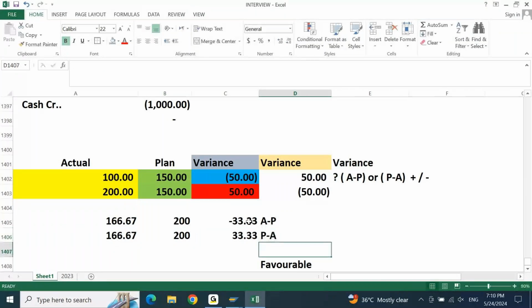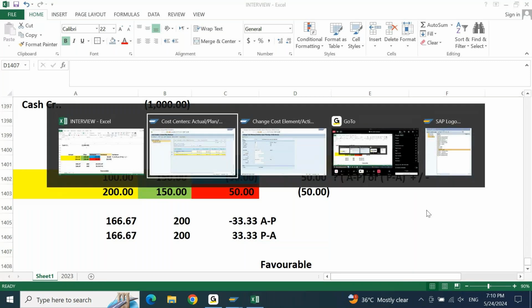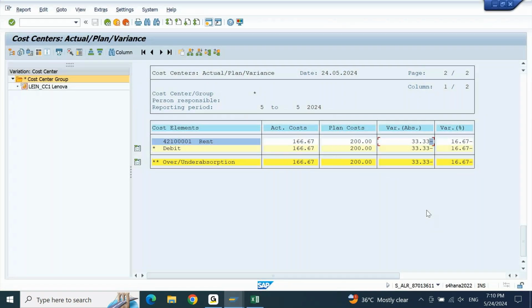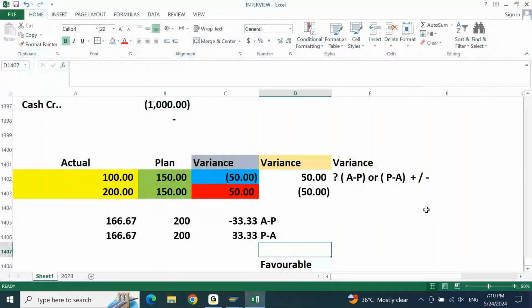Now, which one do I need to consider when somebody asks you how variance is calculated in SAP? Is your answer actual minus plan or plan minus actual? Now, there is a screen in front of you. I'm not trying to do any manipulation or tune anyone's mind. SAP is in front of you, Excel is in front of you. Look at SAP, look at your Excel sheet. Understand how SAP is working. Accordingly, you need to remember the logics.